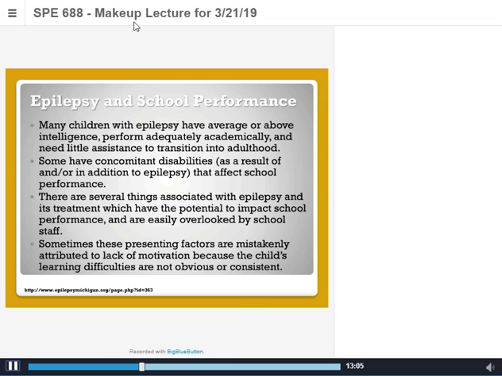There are several things associated with epilepsy that have the potential to impact school performance and that are easily overlooked. Sometimes these are mistakenly thought to be something like lack of motivation, because the learning difficulties are not consistent. It can be kind of cyclical, where a child is well managed and we don't see a lot of those learning impacts, and then they start having several seizures and they're not so well managed, and we overlook some of the things that are happening for that student.